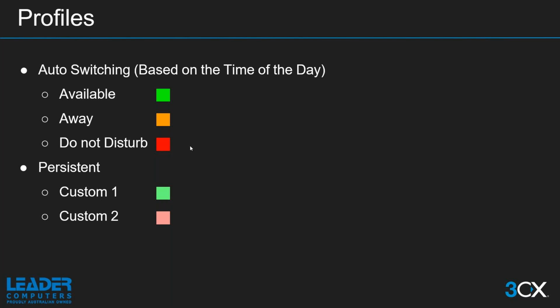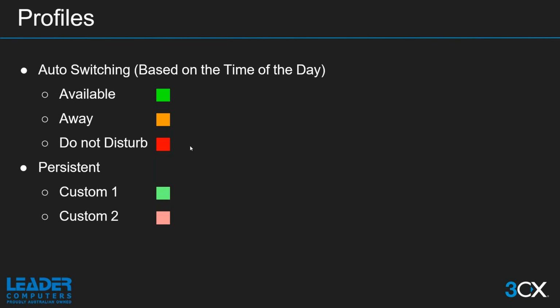3.6 also has two other custom profiles that you can use: custom 1 and custom 2. Sorry guys, custom 1 is more similar to the available. So if you need a secondary custom profile similar to the available, you can make use of custom 1, and custom 2 is more similar to do not disturb.